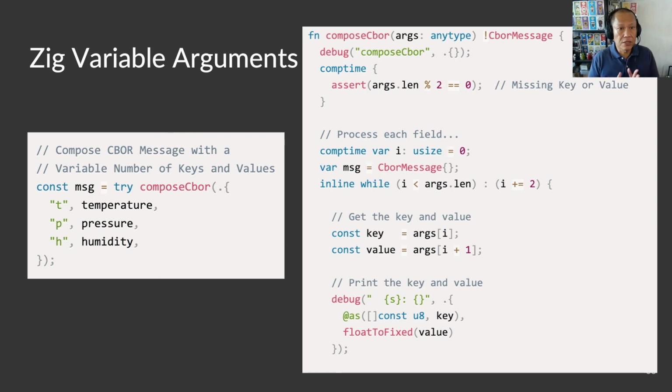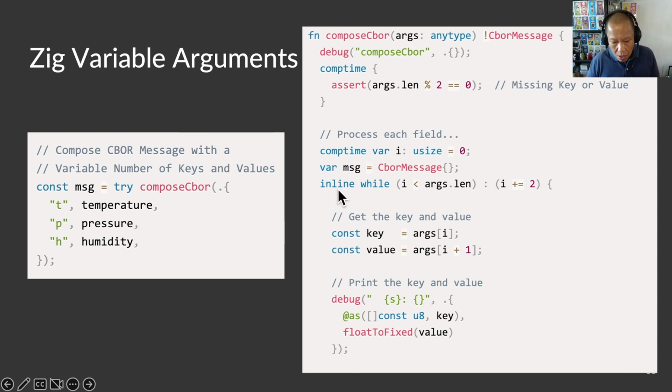One final trick for compile time magic. Remember this code for composing a sensor data message? It looks exactly like a C function that accepts a variable number of arguments, right? Well, in Zig, we can process the arguments at compile time. See this comptime assert? This verifies at compile time that we will always have an even number of arguments. So Zig compiler will stop us when we forget a key or a value.